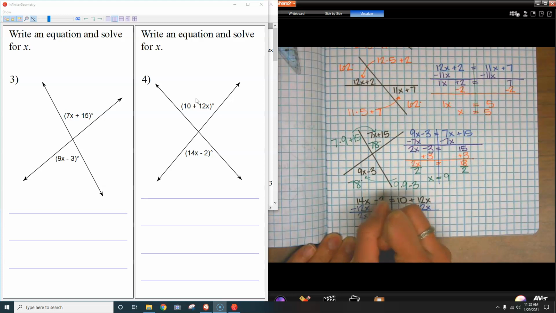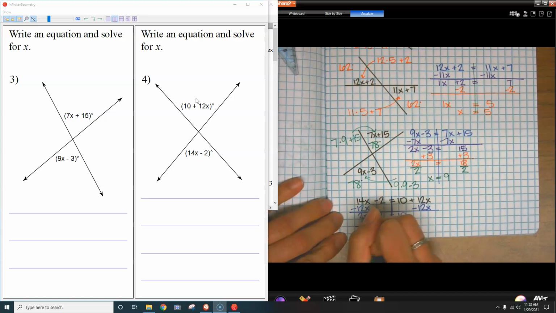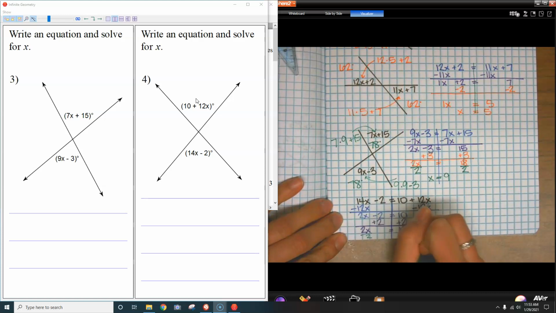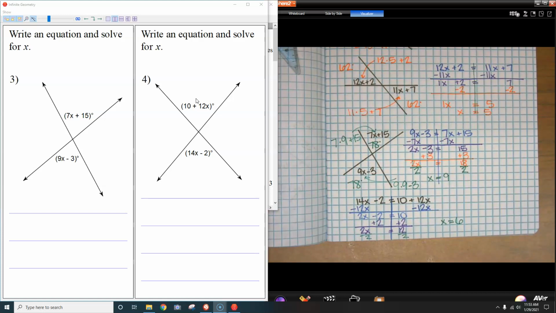That leaves me with 2x equals 12. And my last step then is to divide both sides by 2, which gives me x equals 6. So again, we're going to think that we're done, but we're not done because we actually need to check to make sure that we solve this correctly.